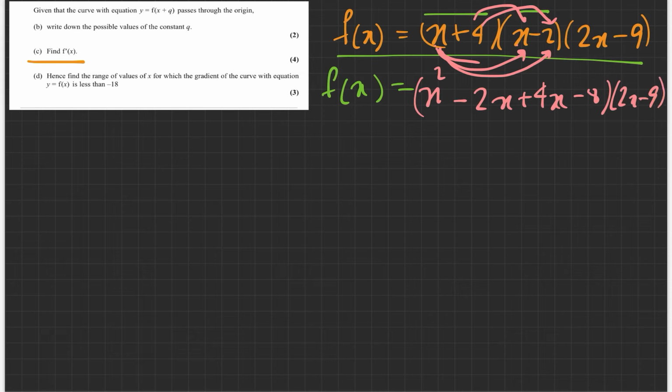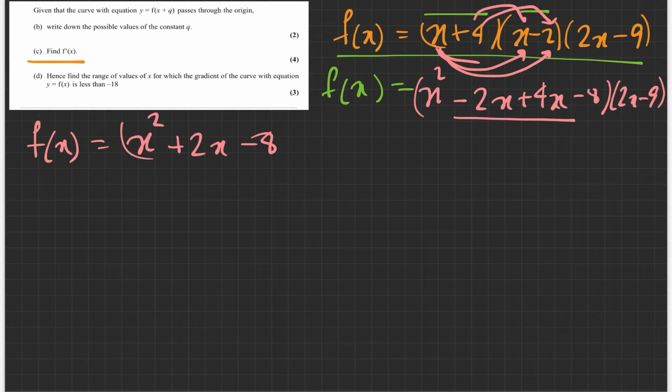Okay, so now I'm going to write this equation in a simpler form. I'm going to simplify this, right? Because minus 2x plus 4x can be consolidated. So I'm going to write this as x squared, minus 2x plus 4x is plus 2x, yeah, and then minus 8. And then I'm going to multiply this one by 2x minus 9.